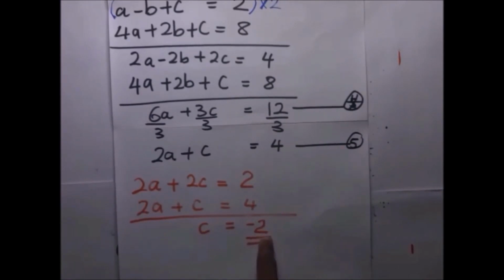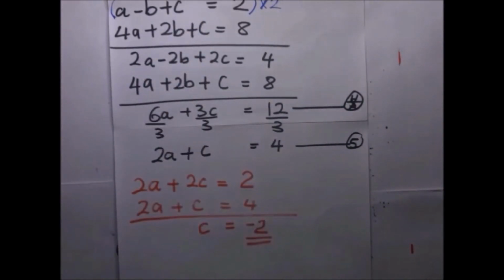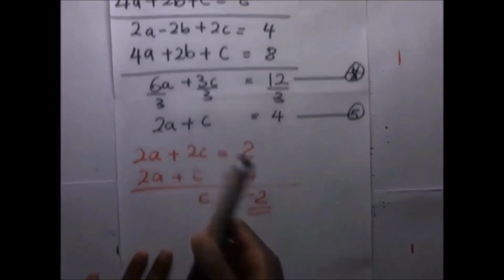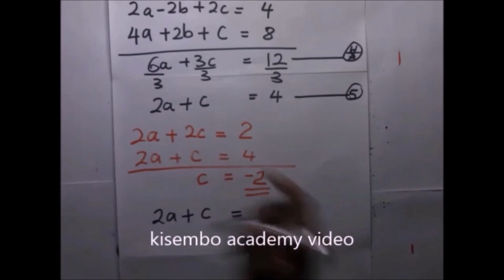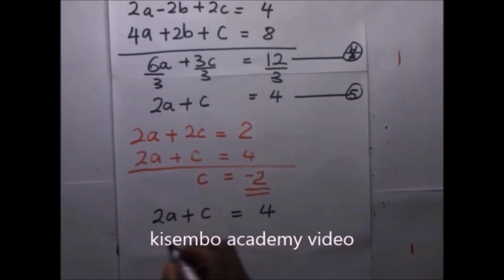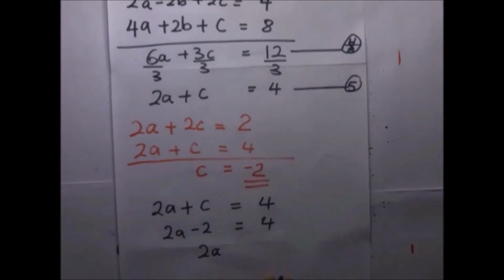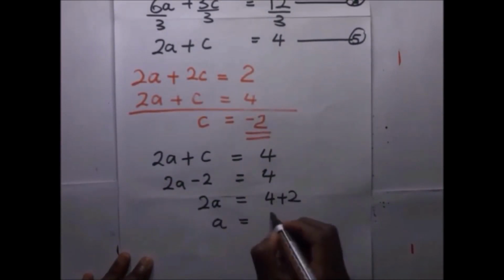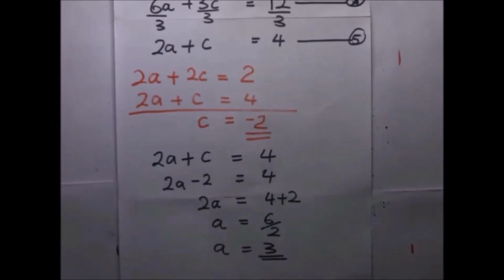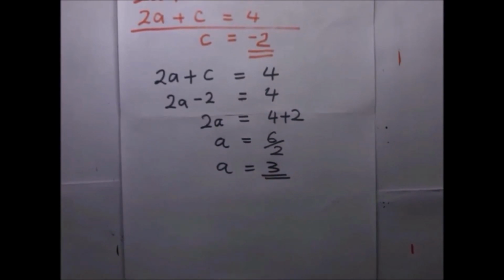If our value of c is negative 2, then we can substitute in either this equation or that equation to get our value of a. So we start working backwards. Our value of c is that. 2a plus c is going to give us 4 from that equation. C is negative 2, so we say 2a minus 2 is giving us 4. 2a definitely is going to become 4 plus 2. So our value of a is going to become 3.